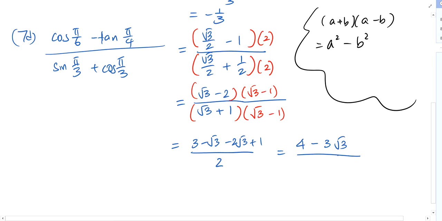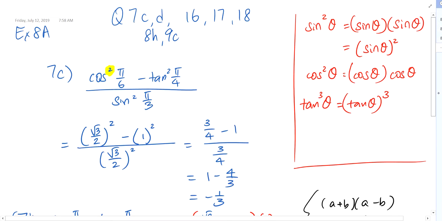Yeah, sorry. Plus 2. Thank you. So 3 plus 2 is 5, minus 3 root 3, over 2. Can this be the final answer? You didn't multiply by 2, so what do you do? Also can. You will get the same answer.